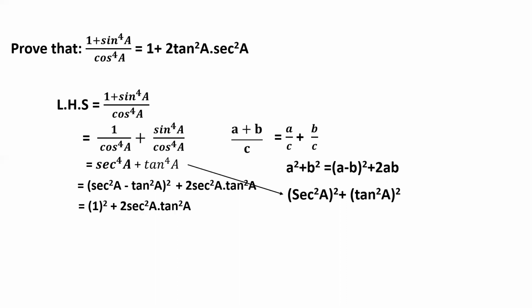So can I write 1 square plus 2 sec square A times tan square A, and that is equal to 1 plus 2 sec square A times tan square A, and that is the right hand side, which is proved. Remember, always keep your eyes on the right hand side. The right hand side will guide you to simplify, to factorize, whatever, just to get the right hand side. Always you need to keep your eyes on the right hand side.